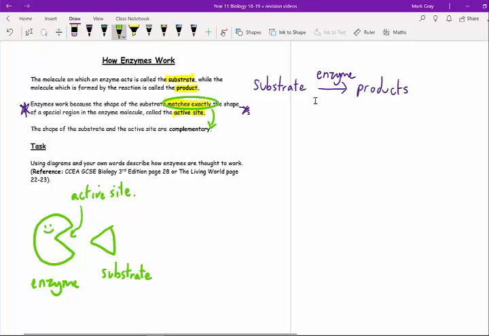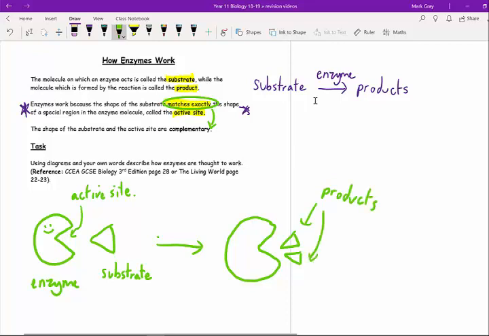So what happens is the substrate can sneak in there and it'll fit its shape perfectly, and once it goes in, it gets broken down and we end up with products. So these two little triangles are the products. Now what you'll notice about this is that the enzyme hasn't changed.